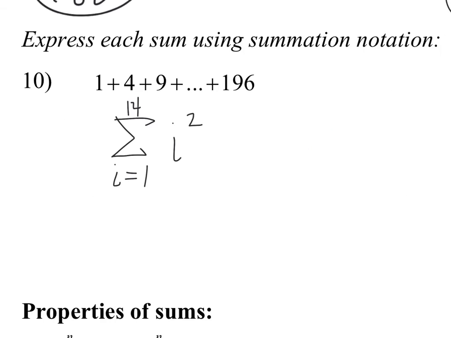Here's what I ended up with on number 10. Hopefully you see the pattern. What I noticed was this is 1 squared, 2 squared, 3 squared, up to 196, which is 14 squared. So that set up my upper and lower limits. I knew that I started with an i value of 1, and I ended with an i value of 14. And the formula we were using was squaring whatever that i value was. So if I were to plug in 1, that's where I get 1 squared is 1 right here. When I plug in 2, that's where this 4 comes from. 3 squared all the way up to 14 squared.